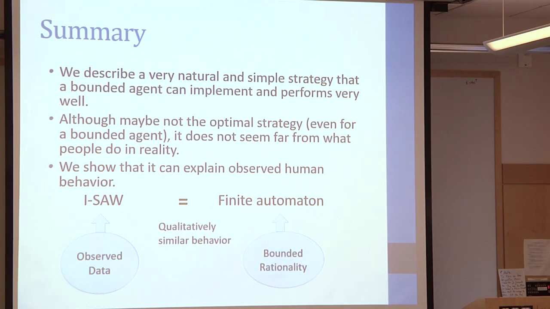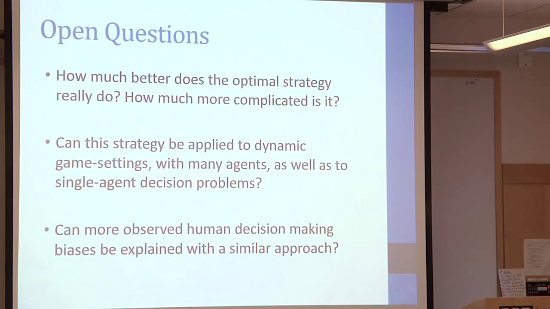Good. So going back to my motivation, I looked at this ISO model, which came from the observed data. This is a behavioral model of people, and I used bounded rationality, and more specifically a finite automaton model, to show that they are qualitatively similar, and I could prove something about this finite automaton. I could analyze it. Good. So interesting question, is this optimal?